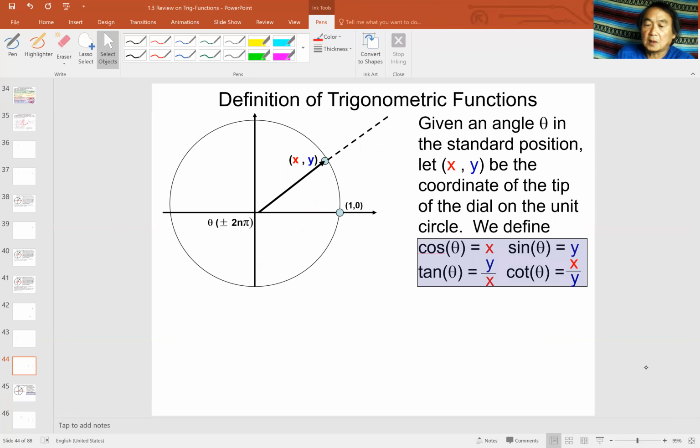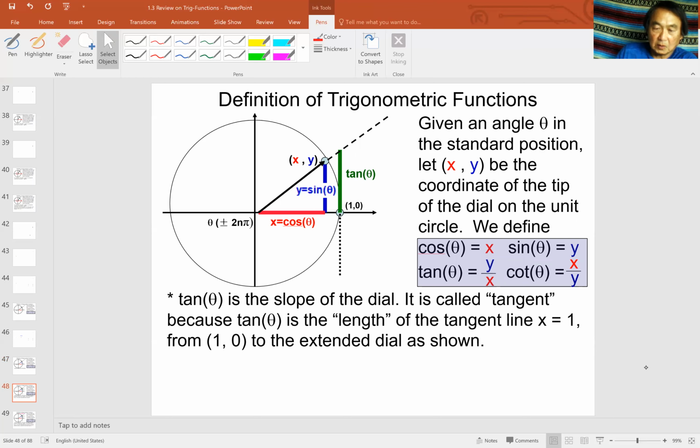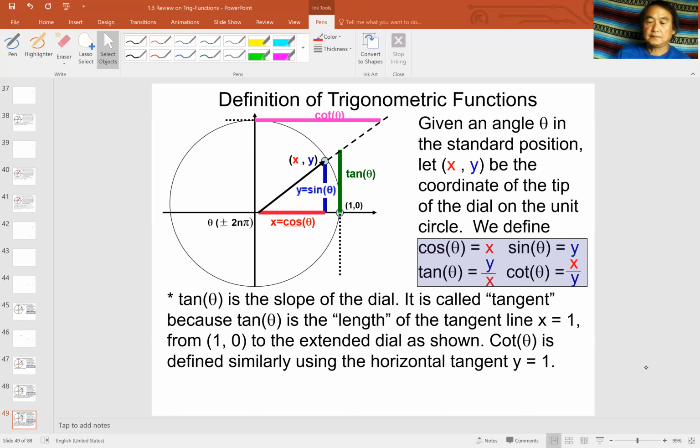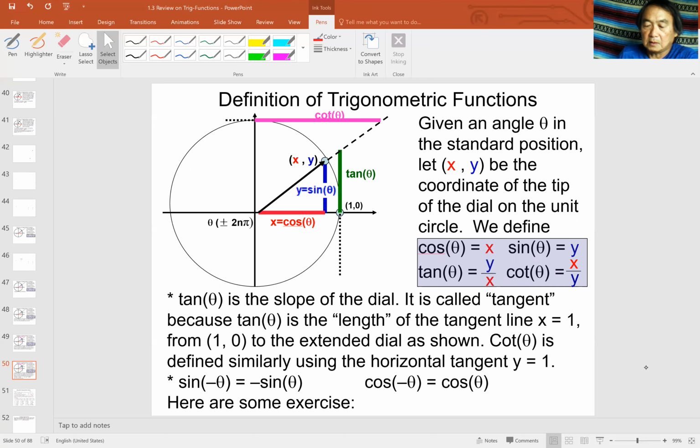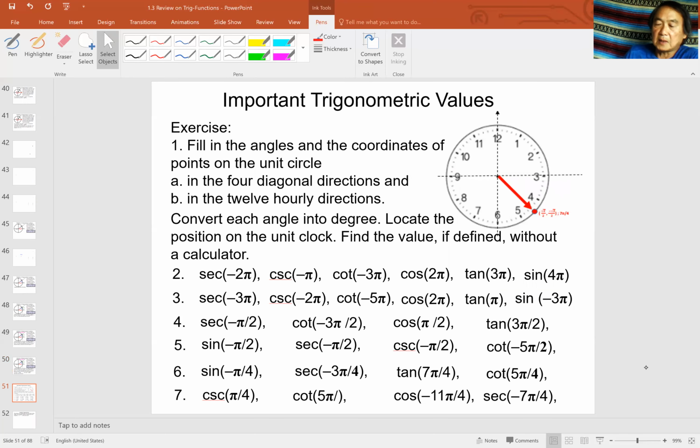And what are they? Here they are. Cosine is the x coordinate. Sine is the y coordinate, the vertical length. And then tangent is the tangent length outside the circle. And cotangent is over the top. So these are the geometries of position related to the unit circle and the trig functions. I leave this up to you as an exercise, same as this.